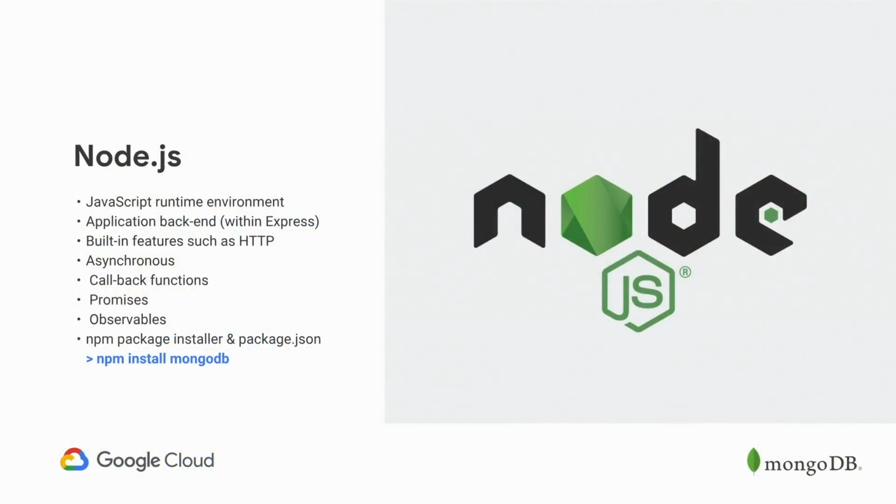Going forward, the next part of the MERN stack is Express, and with Express comes Node. Node.js really revolutionized how we do server-side applications using JavaScript. It uses the V8 engine, which gives very good performance. It has HTTP built in. It's asynchronous in nature, provides you callback functions, promises, observables, and also you can just use the npm package manager. Everybody should be familiar with that today. You can very easily install the MongoDB driver on that.